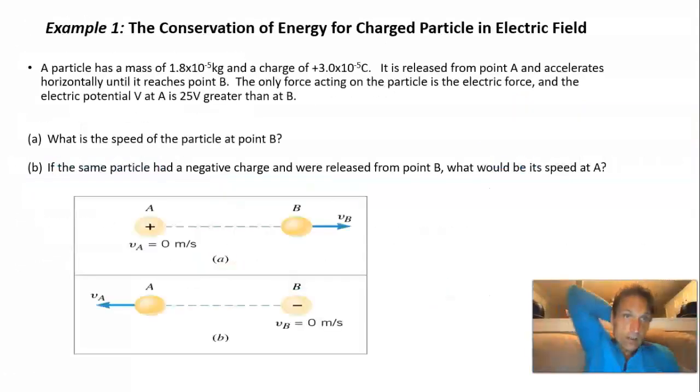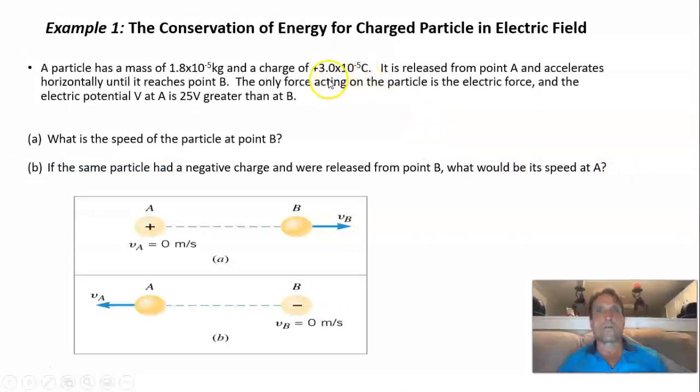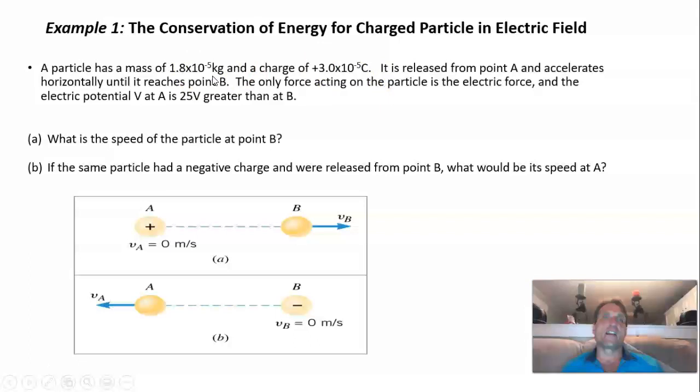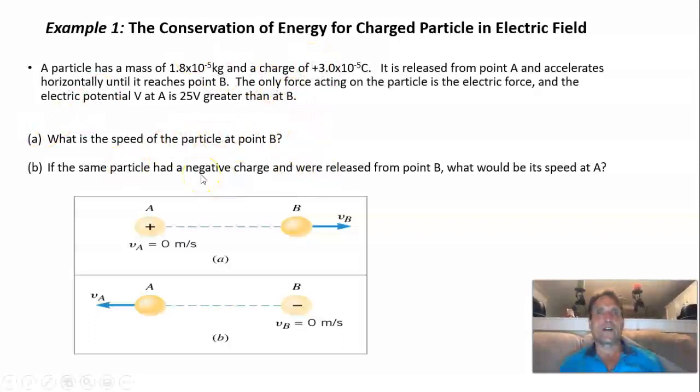So let's do an example here. Suppose we have an electric field, and suppose we have a charged particle that has a charge of 3.0 times 10 to the negative 5 coulombs, and it has a mass of 1.8 times 10 to the negative 5 kilograms. And suppose we release it from rest at point A. And suppose that the potential at A is 25 volts greater than at B. So the potential at A is more positive than the potential at B.